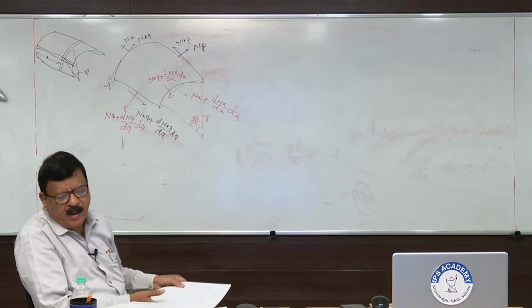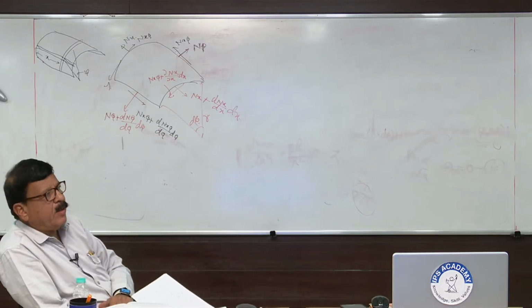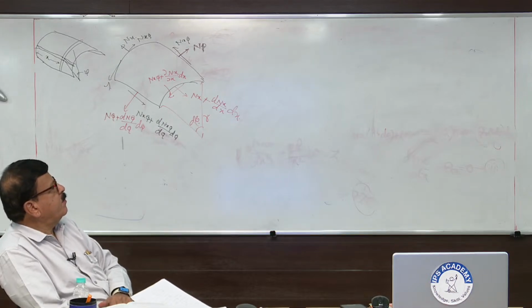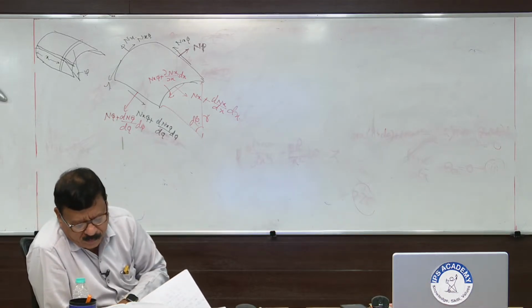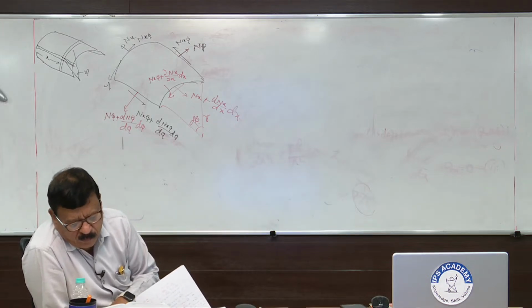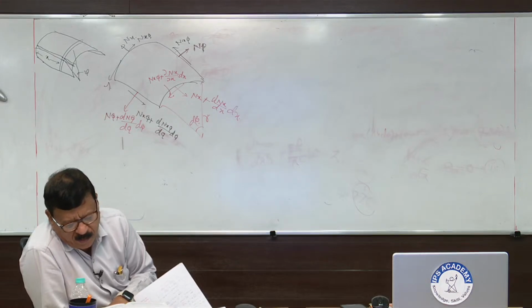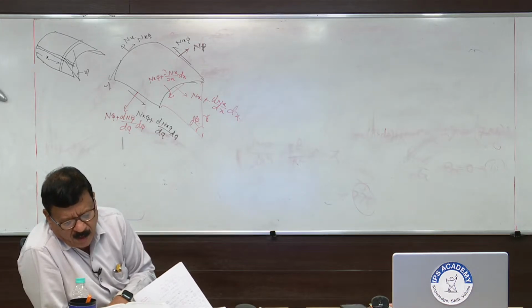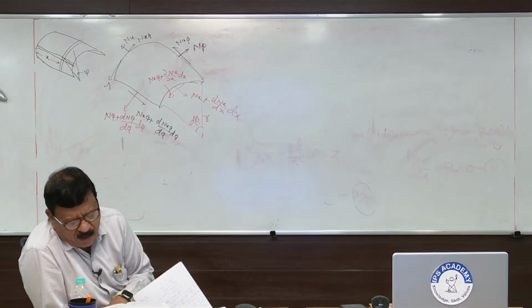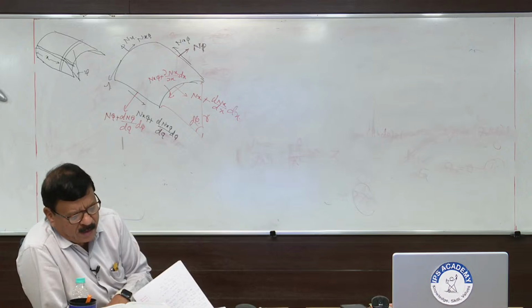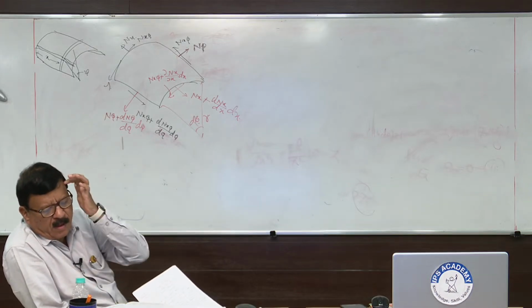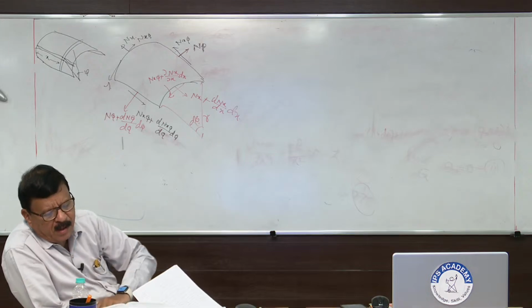Membrane theory of the cylindrical shell, and previous was the general theory. Consider a cylindrical shell. We assume the generator of the shell is horizontal and parallel to the x axis.